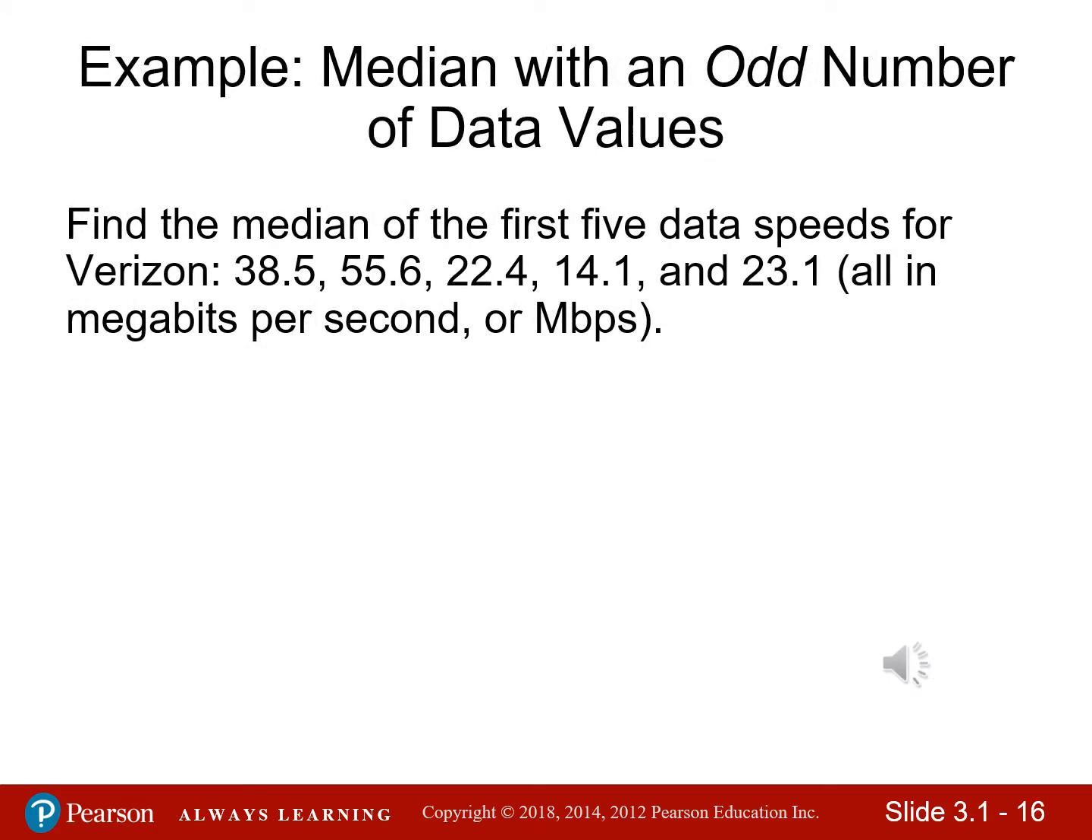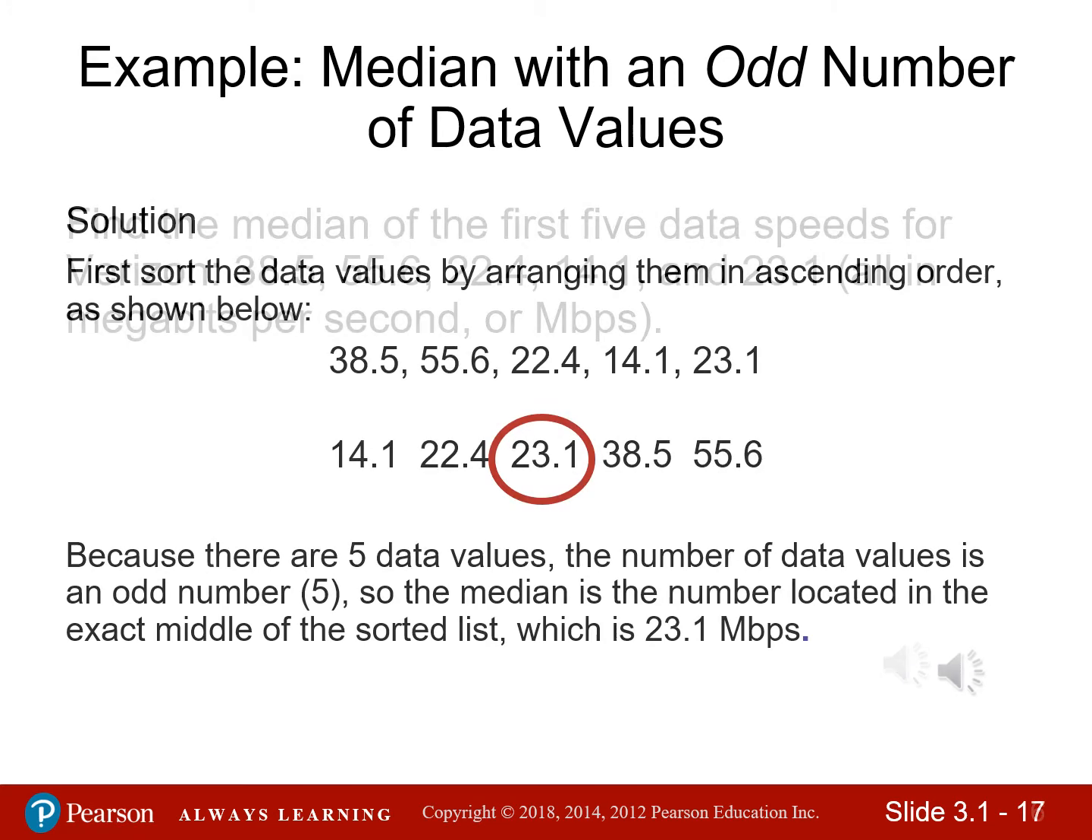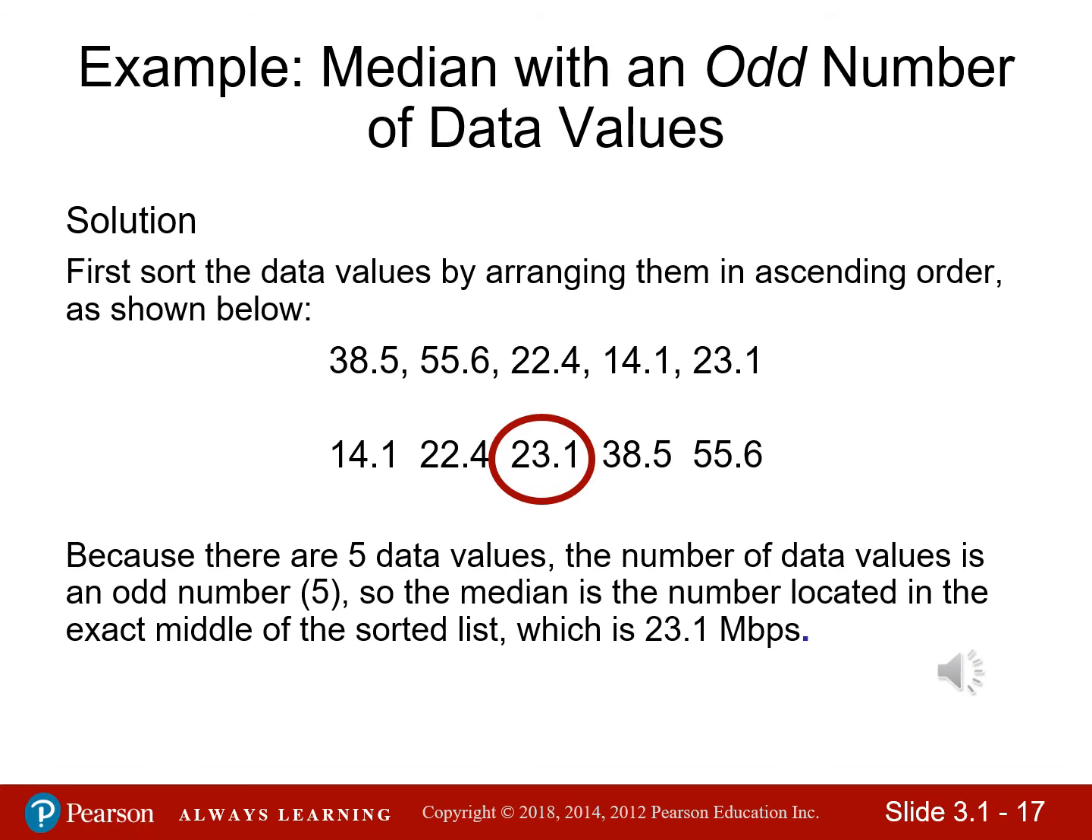Let's find the median of the first 5 data speeds for Verizon. Recall that our data set is 38.5, 55.6, 22.4, 14.1, and 23.1. To find the median of this data set, the first thing we want to do is to sort the data values by arranging them in ascending order as shown below.